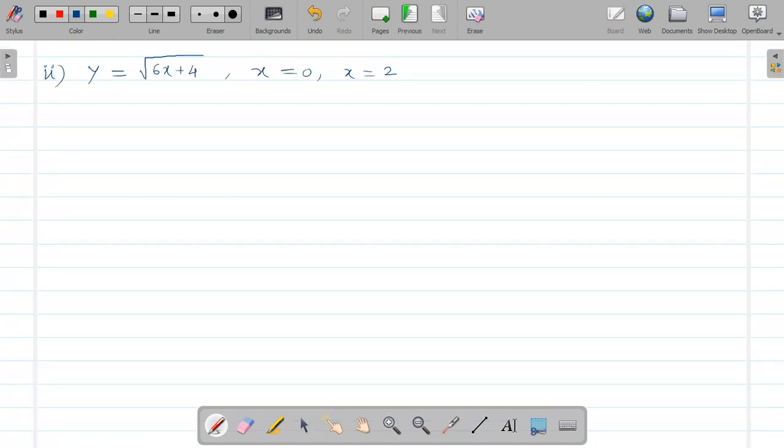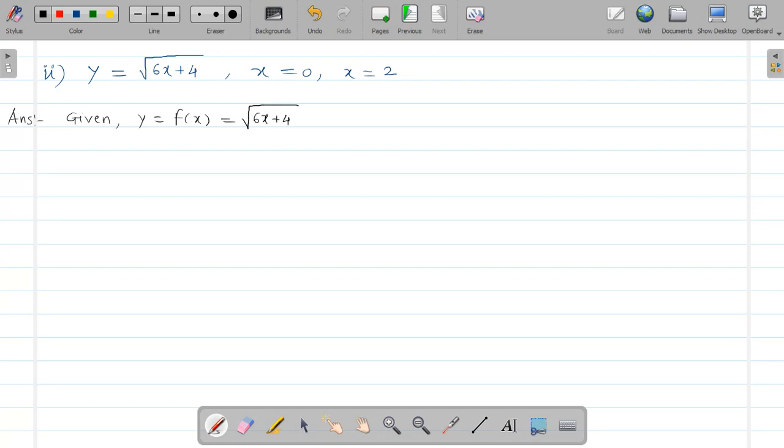Now let us take another one. Here the curve is given, y is equal to root of 6x plus 4, from x is equal to 0 to x is equal to 2. Now again here, if you want to write the answer, then the function is given in the form of y is equal to f of x, that is equal to root of 6x plus 4.